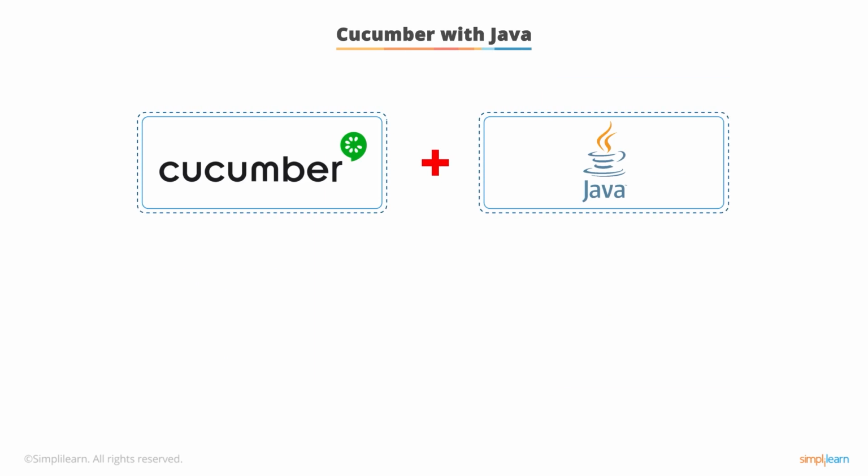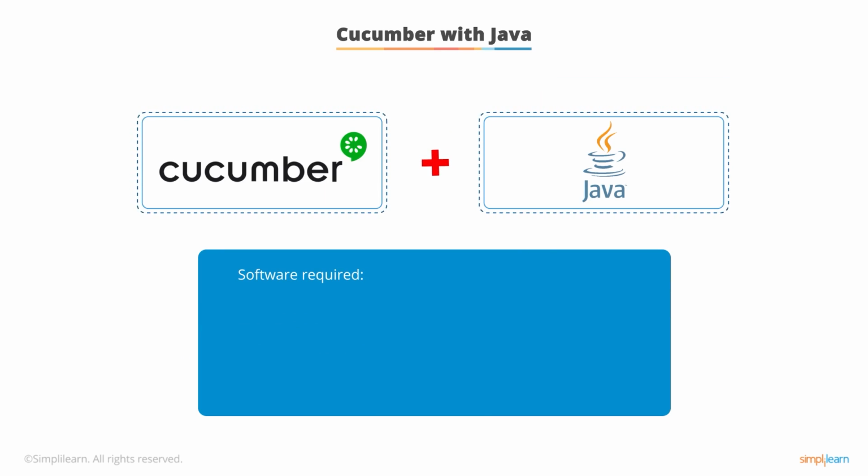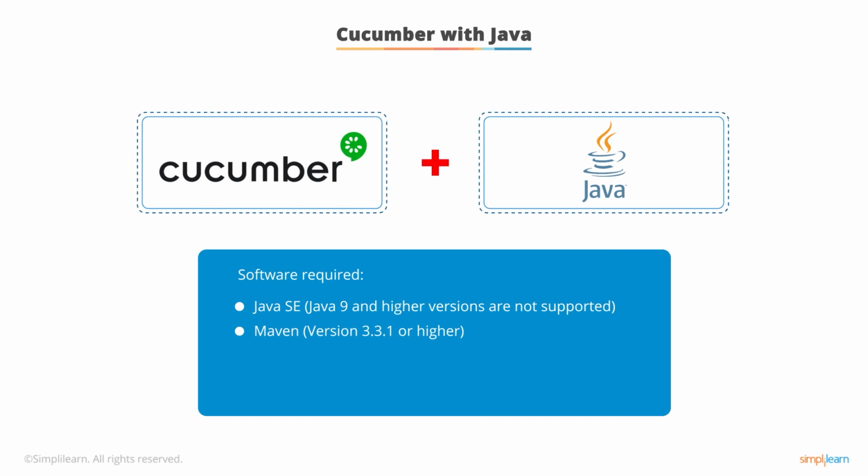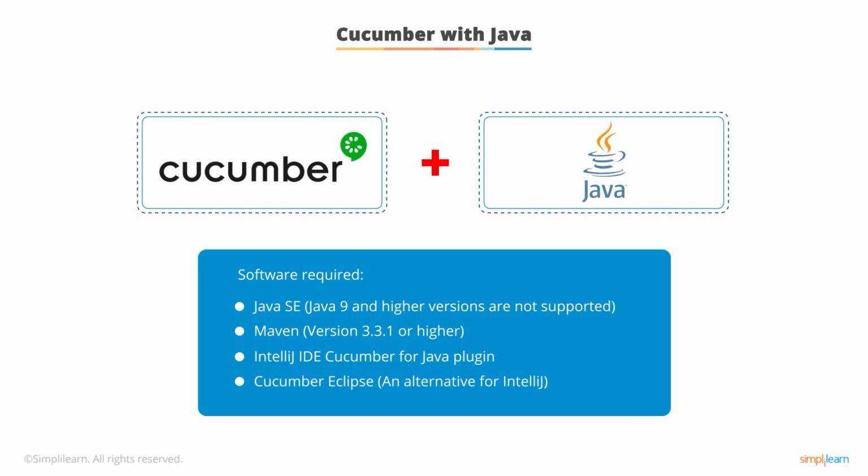Cucumber with Java. In order to run Cucumber and Java, there are certain software requirements that need to be satisfied. These are Java SE up to Java 8. Be careful, Java 9 and higher versions are not supported yet. Maven, version 3.3.1 or higher, the IntelliJ IDE with the Cucumber for Java plugin installed, and Cucumber Eclipse, which is an alternative for IntelliJ.